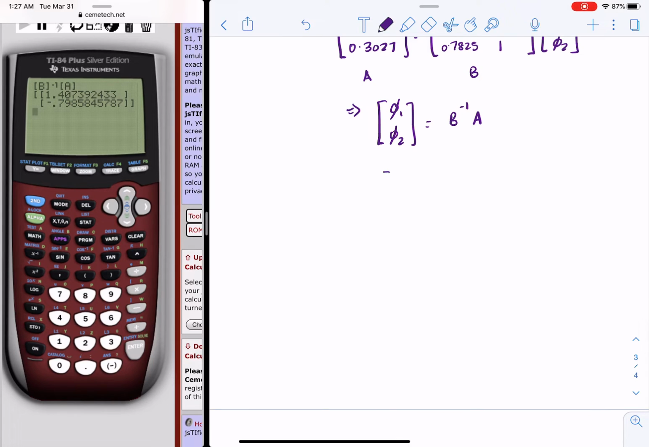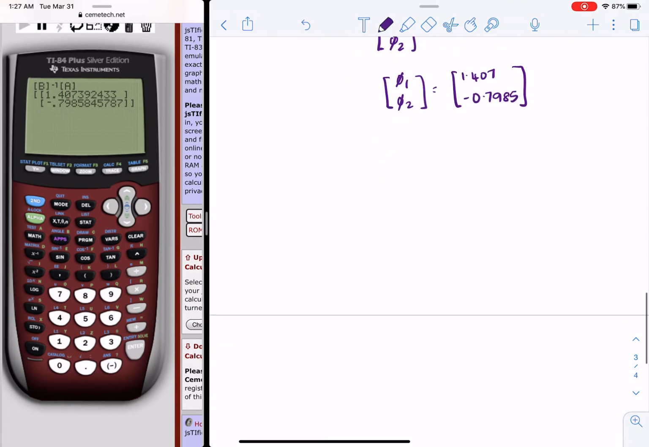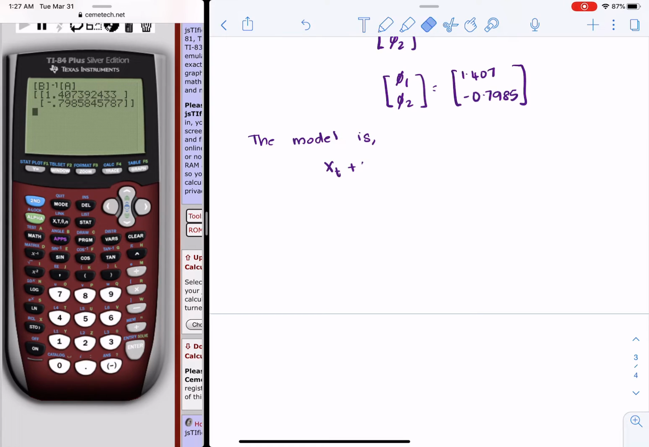I end up getting phi 1 and phi 2 equal to 1.407 and negative 0.7985. So the fitted model, or the model, is xt minus 1.407 xt minus 1 plus 0.7985 xt minus 2 equals a sub t.